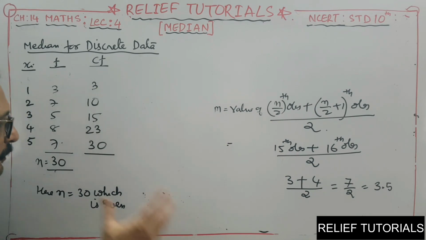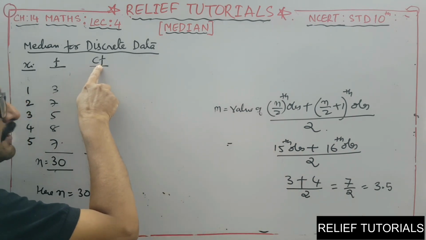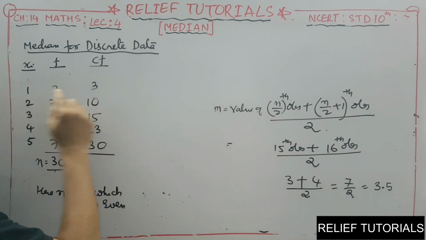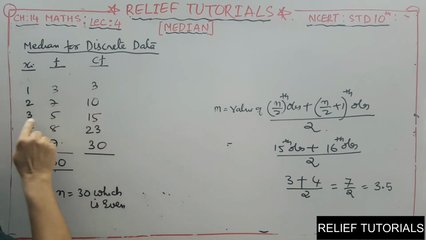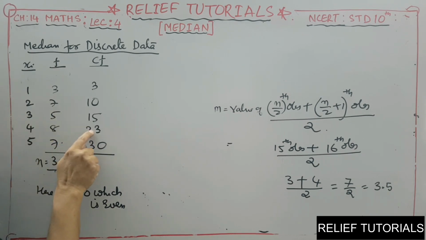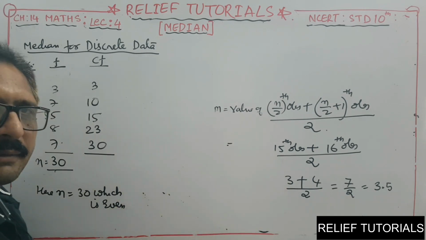Have you got it? How to find the median? Nothing, you just have to see the 15th observation. You will look for this 15th observation in the cumulative frequency. I told you up to 3 it is 1, from 4 to 10 it is 2, and from 11 to 15 it is 3. So the 15th observation is 3, and the 16th observation, that is from 16 to 23, it is 4. So 3 plus 4 divided by 2.